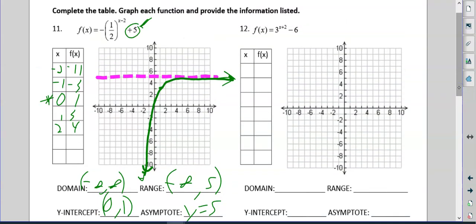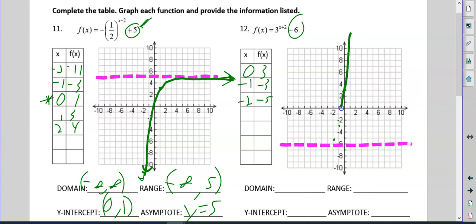Okay, number 12. We have just a few points here, 0, 3, -1, -3, and -2, -5. Not a lot to go on. The y equals the asymptote is at -6. So when we sketch this, it's coming down like so, hitting those 3 points and then riding out.